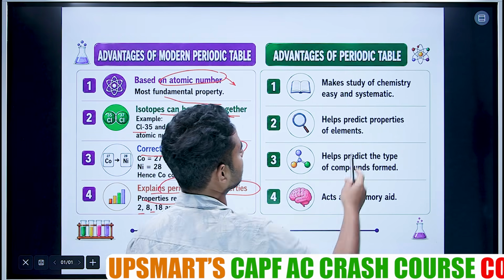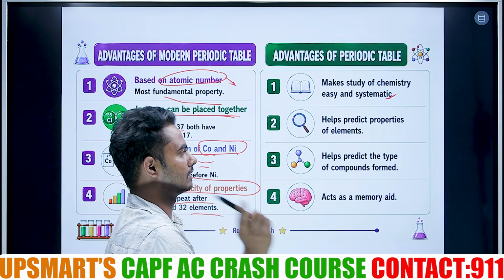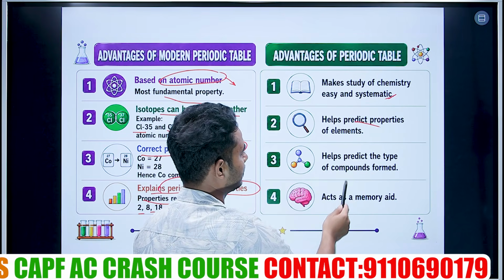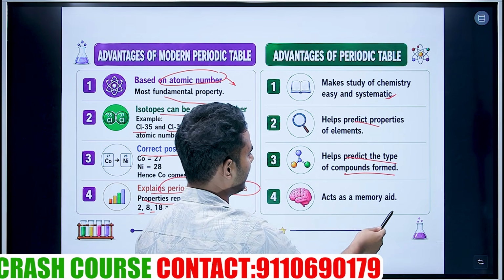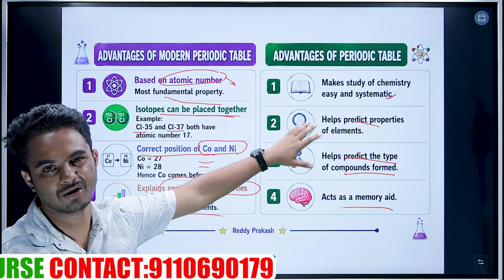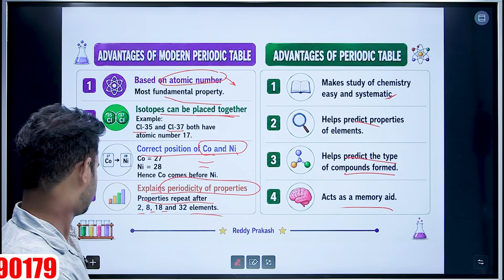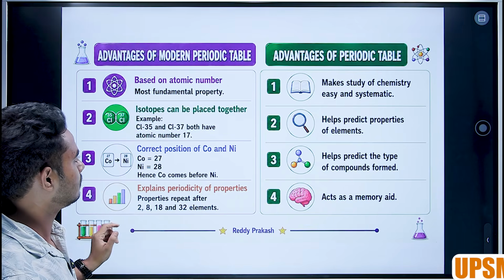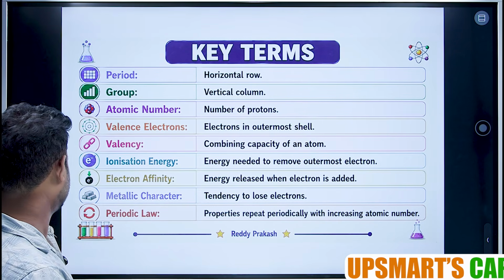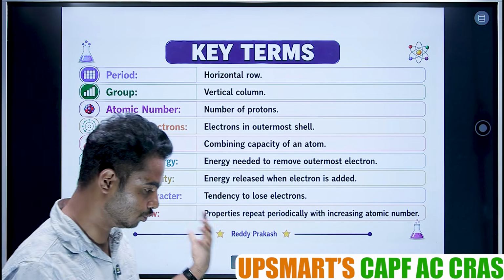Next, it makes chemistry easy and systematic. The first slide which we studied. It helps predict properties. It helps predict the type of compounds formed. It acts as a memory aid. These all are common, but this is important. The left hand sides are important. Next, the key terms which we studied already, which you know.